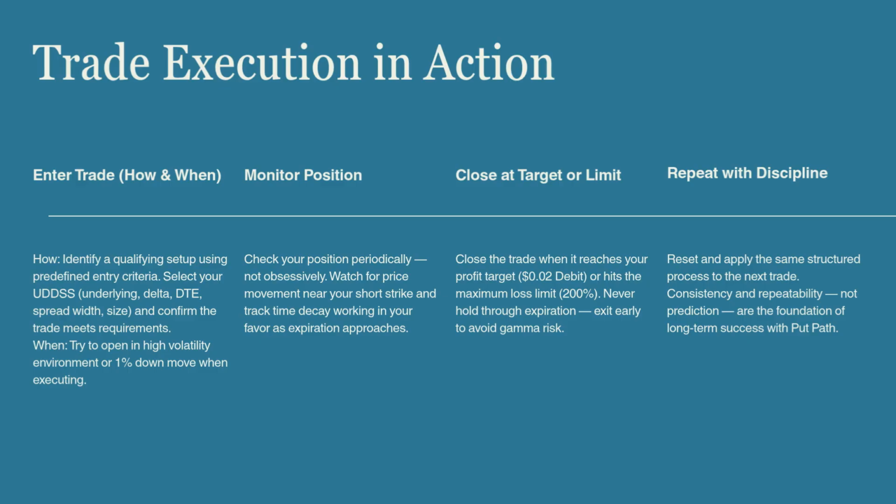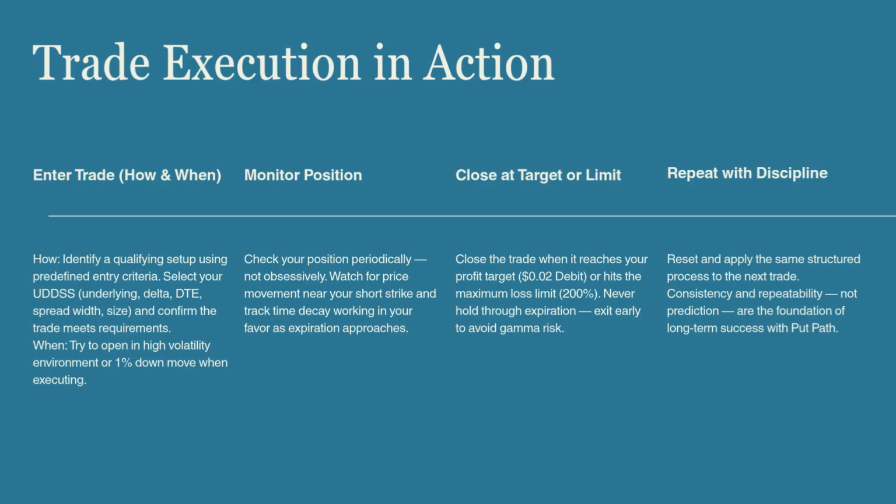You confirm that you meet all the requirements. And then the win is during the week, Monday through Thursday, you look for an opening in a high volatility environment, or when that particular underlying has decreased 1% or more. That's going to tell you a good entry point. Then you monitor the position, not obsessively, but you're looking at these positions. You're going to put in a bracket order or a 2-cent debit order, depending on what your brokerage allows. You're going to watch for price movement. You're going to look at the percentage that your position has gained or lost.